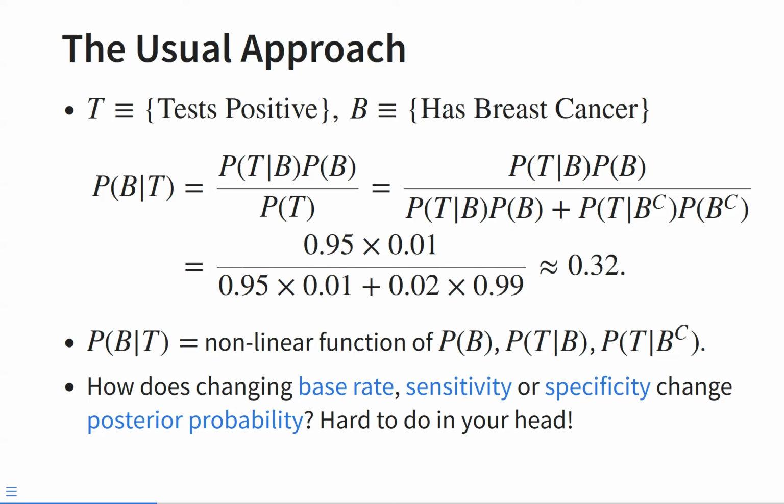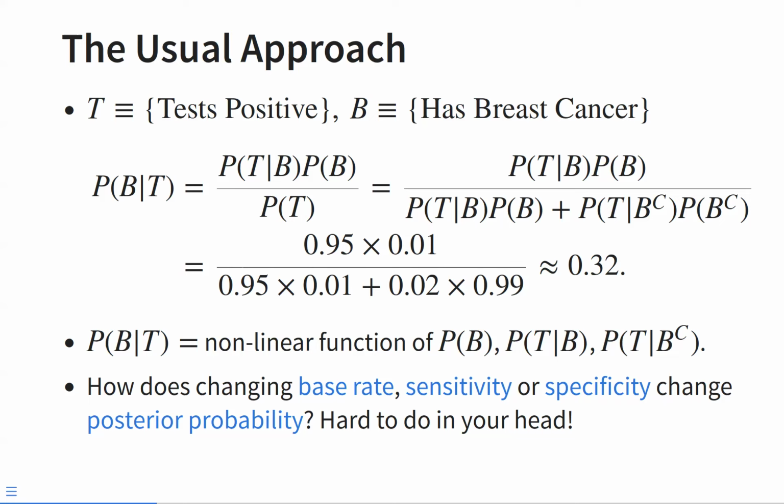Okay, so we know Bayes' theorem: the probability of B given T is the probability of T given B times the probability of B, divided by the probability of T. And here, the probability of B is the base rate. That's the underlying probability of breast cancer in the population of people from whom we took Alice as an example.